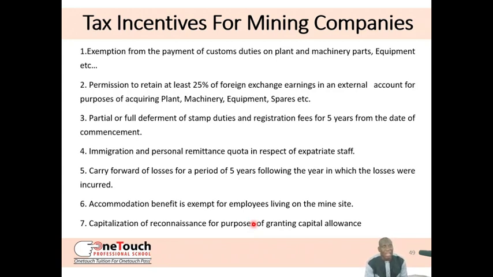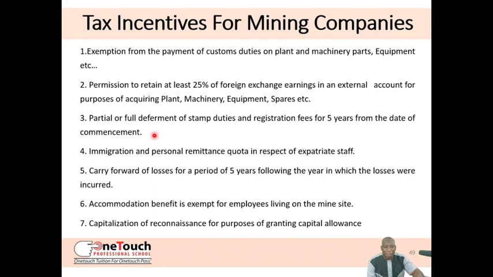2, they are normally given permission to retain at least 25% of their foreign exchange earnings in an external account for the purpose of acquiring the plants, the machines, the equipment, the spares, etc. Most of the time, these gold and diamonds are all sold outside. So they can maintain 25% of their earnings in an external account, but the purpose is to acquire plants, machines, equipment, and spares.